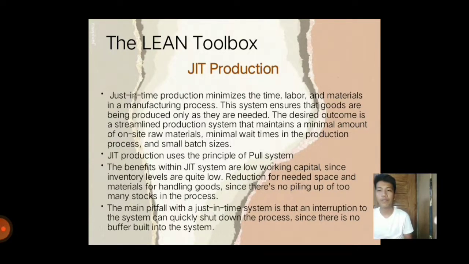The main pitfall with the just-in-time system is that any interruption to the system can quickly shut down the process, since there is no buffer built into the system.